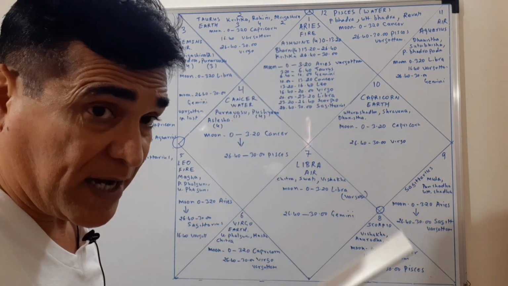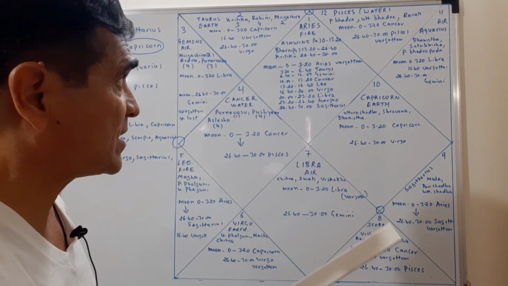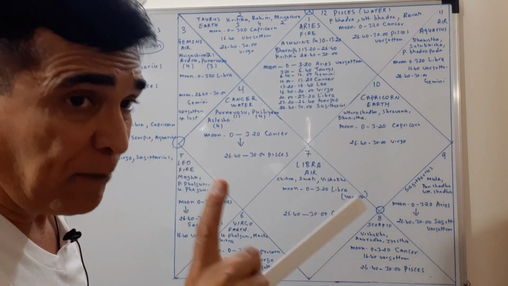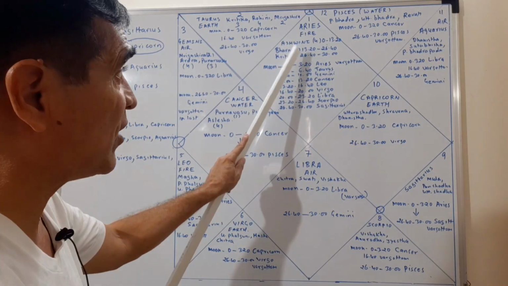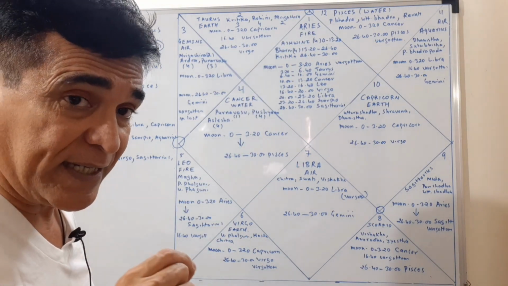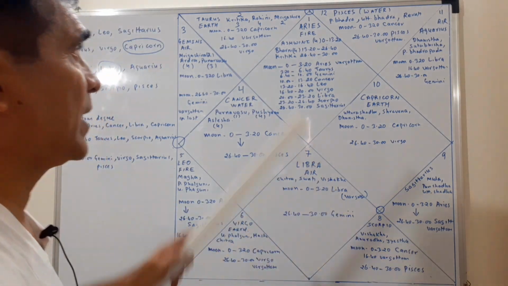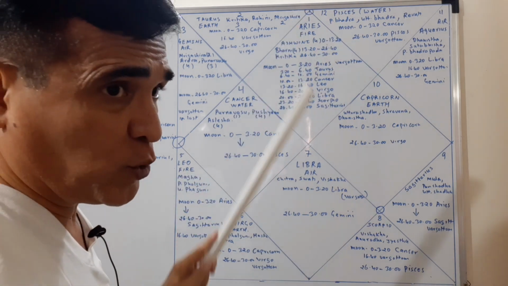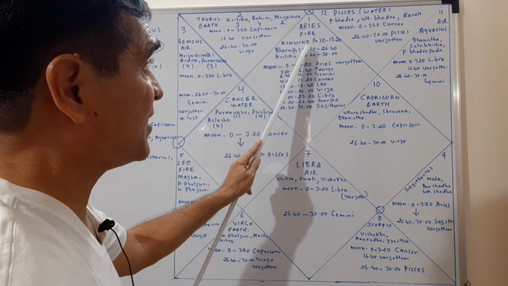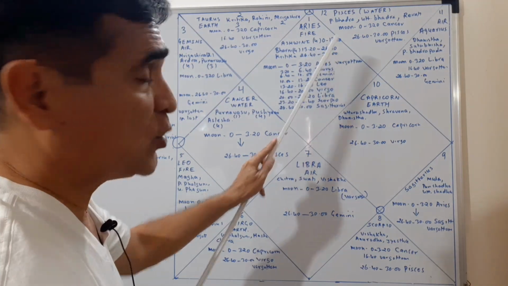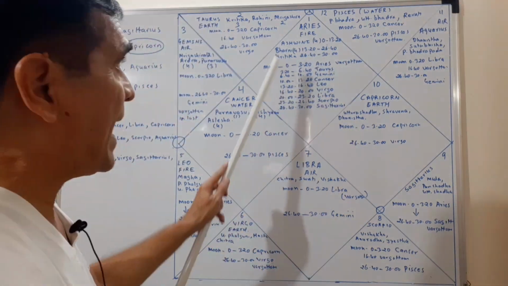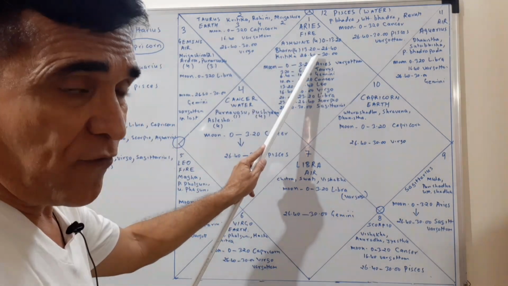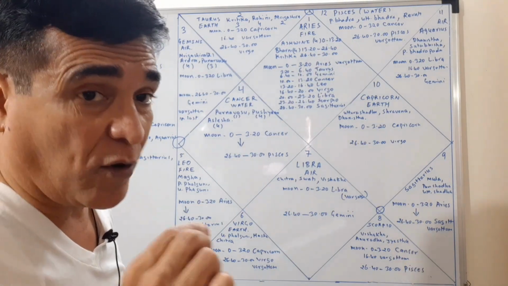Then we have Bharani, which again has 4 padas, and then Kritika. Only one pada of Kritika is in this particular fire sign, Aries. Now Ashwini's 4 padas will cover 0 to 13.20. Bharani will cover 13.20 to 26.40, and Kritika will only have one pada, which means it will cover 26.40 to 30, the last degree of the sign.